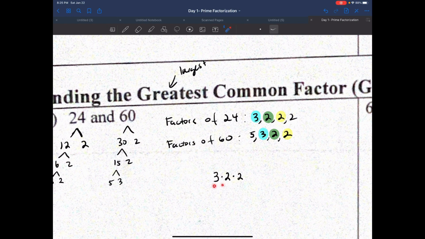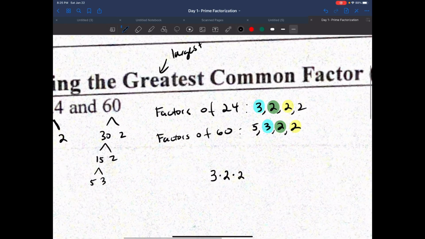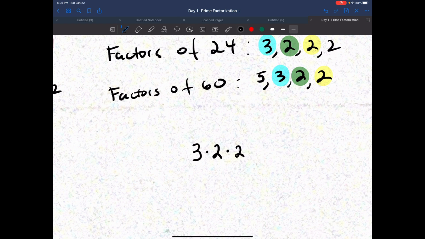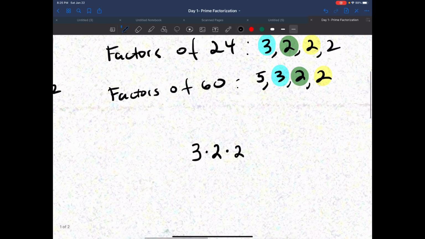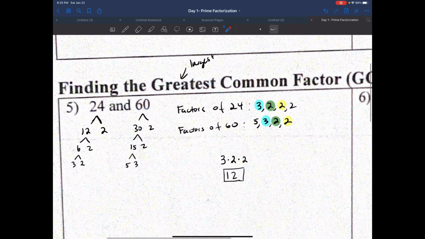3 times 2 times 2. Well, we know that 3 times 2 is 6, and 6 times 2 is 12. So this right here, 12 is my greatest common factor, right? Because 12 goes into 24 and 60 at the same time, and it's the largest number that goes into 24 and 60.